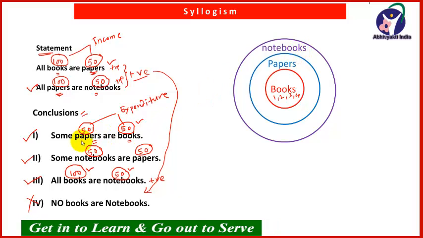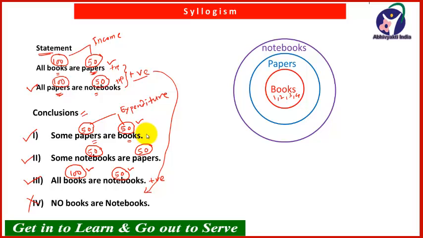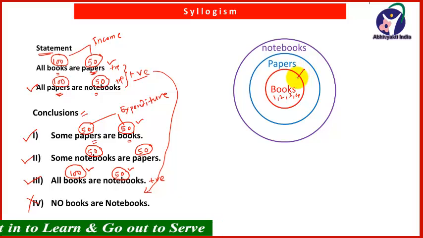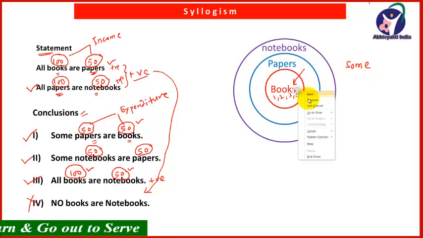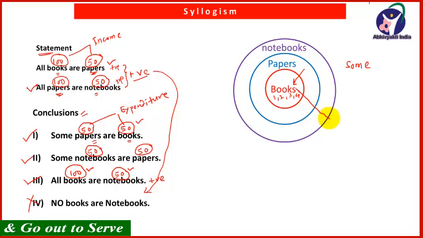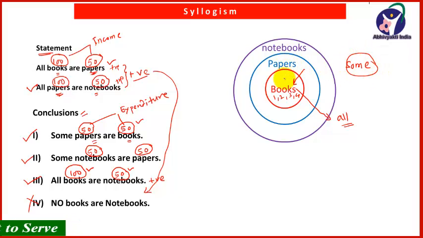Now let's go to the conclusions. Some papers are books. It means we are going from paper to books, from outside to inside. So when we go from outside to inside, we use the word some. And when we go from inside to outside, we use the word all. Correct? So here paper to books is outside to inside, so we are using some. So some papers are books. This statement also follows.